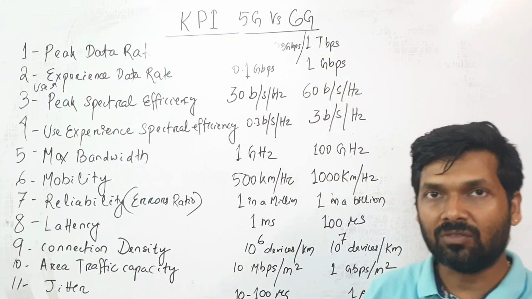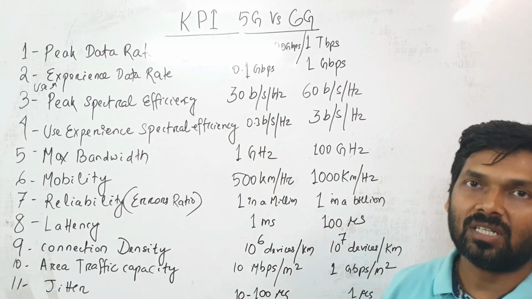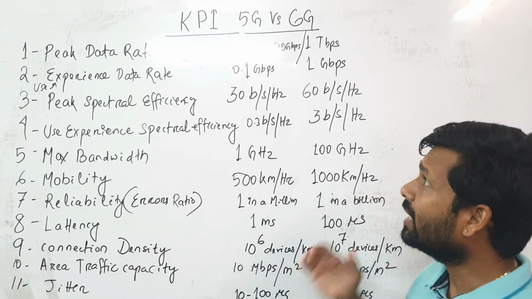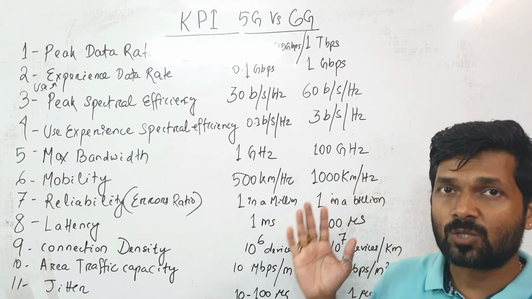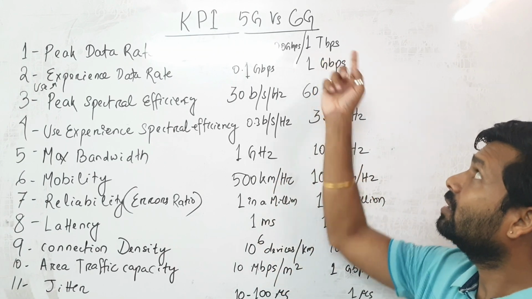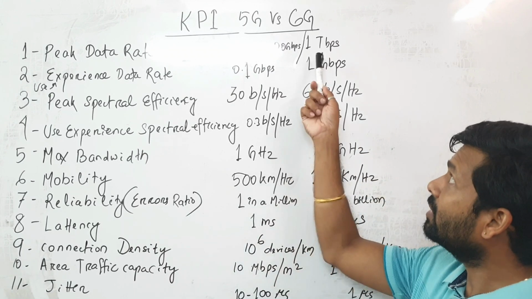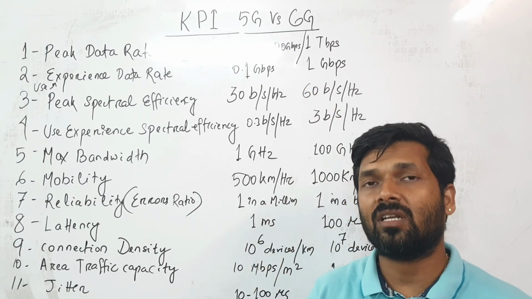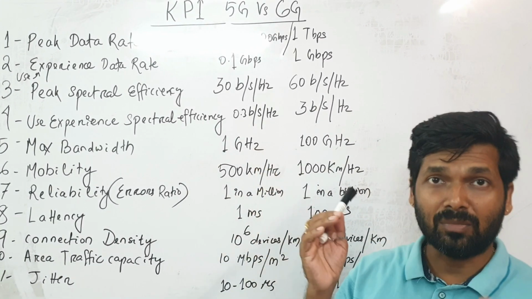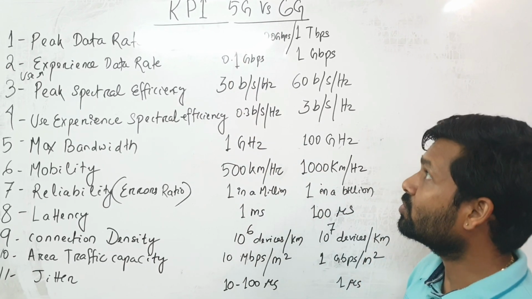Let's start with the very first KPI, that is the peak data rate. For 5G the peak data rate is 20 Gbps, and then moving forward we'll be expecting 1 Tbps, or terabits per second, in 6G communication or beyond 5G. After 5G we can expect the next generation to have a maximum peak data rate capacity of 1 Tbps. So that is the major difference between 5G and 6G technology.